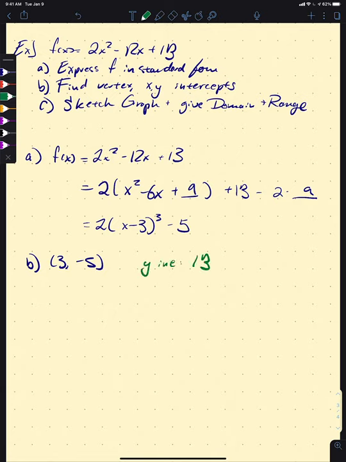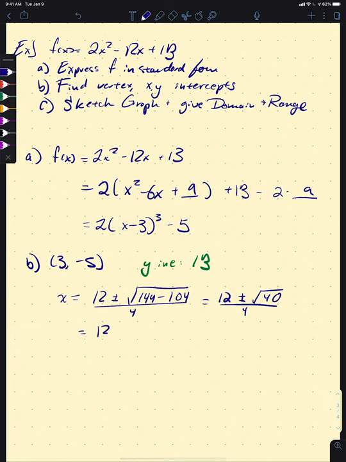Don't know why this is in green, but I guess we're rolling with it. So our y-intercept is 13. For our x-intercept, why don't we just run to the quadratic formula? So negative b is going to be positive 12 plus or minus the square root of 144 minus 4 times 26, which is going to be 104, and that's divided by 4. So it's looking to me like it's going to be 12 plus or minus the square root of 40 over 4. So I'm saying 12, and then I can pull a 4 out to get 2 times the square root of 10 over 4, or 6 plus or minus the square root of 10 over 2. So those are my two x-intercepts.